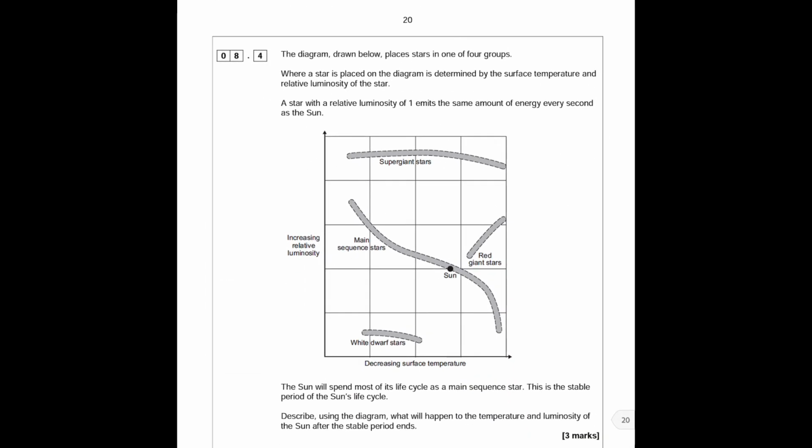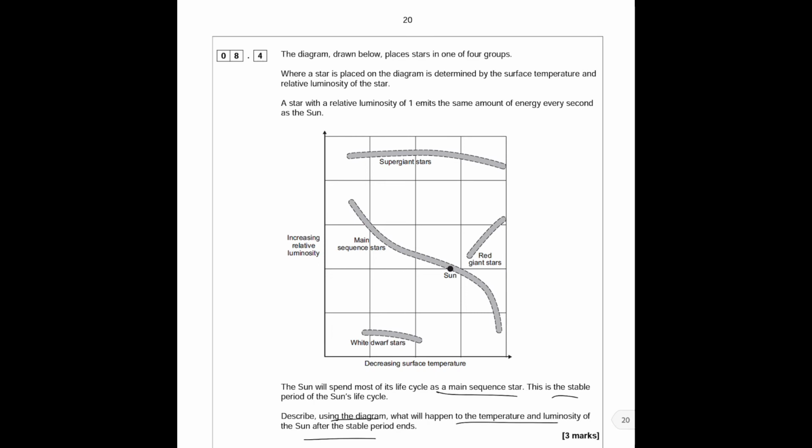Okay, so the next question. The diagram drawn below places stars in one of 4 groups. The sun will spend most of its life cycle as a main sequence star. This is a stable period. Describe, using the diagram, what will happen to the temperature and luminosity of the sun after the stable period.